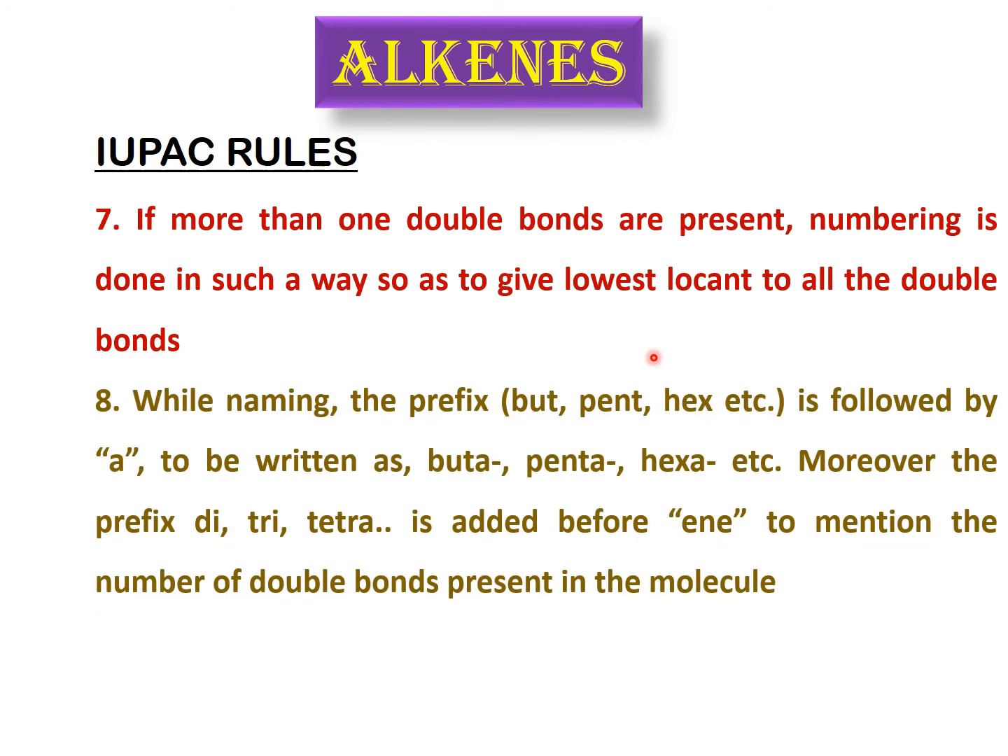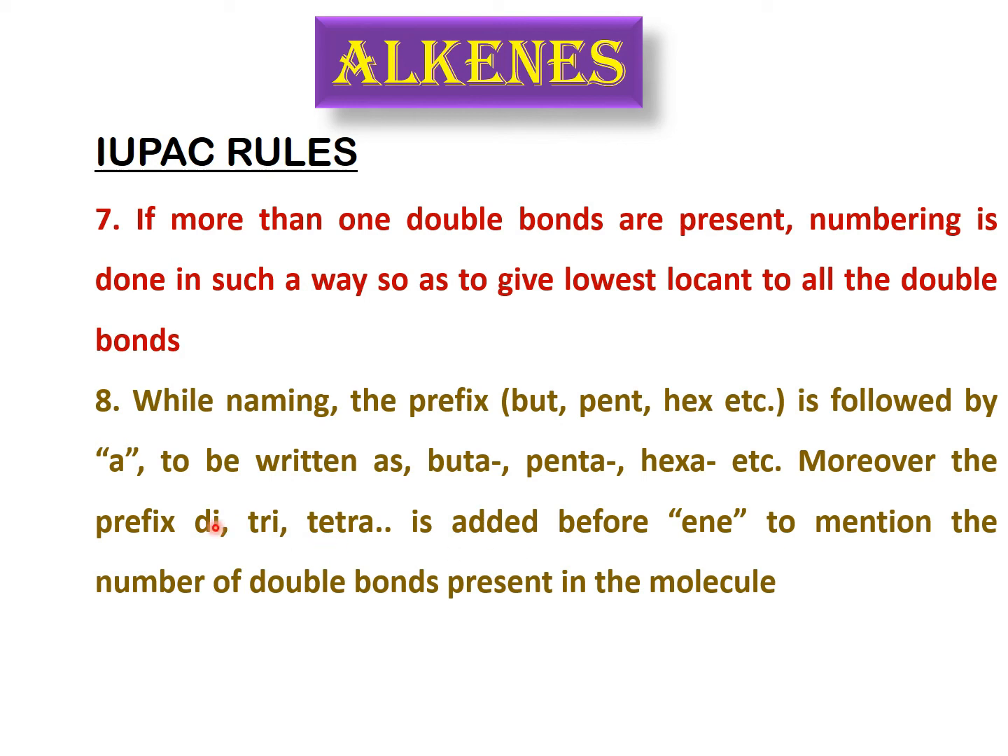And now you have to slightly modify the name as well. You know that we use the prefixes but, pent, hex, hept, oct for the number of carbon atoms in the chain. But if we have more than one double bond, these prefixes change and we add an 'a' to them. So but becomes buta, pent becomes penta, hex becomes hexa. And then we add another prefix before ene, mentioning the number of double bonds present in the chain.